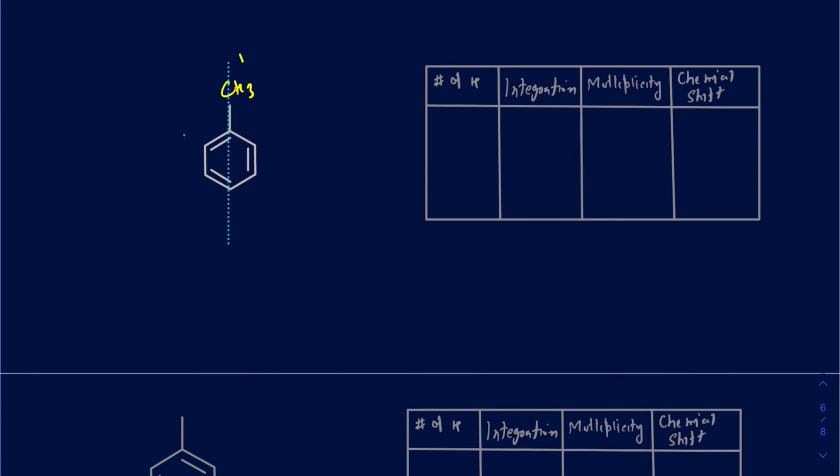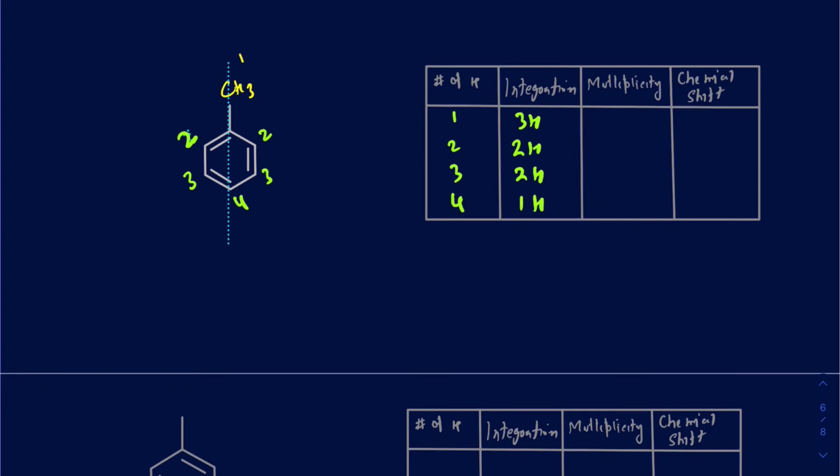So if I call this carbon 2 here, this is going to be carbon 2, 2, this is going to be 3, 3, and this is going to be 4. So I'll say 1, 2, 3, and 4. 1 has 3 protons. 2 would have 2 protons, 1 on each side. 3 has 2 protons. And 4 would have 1 proton.